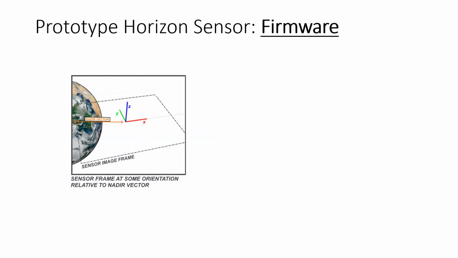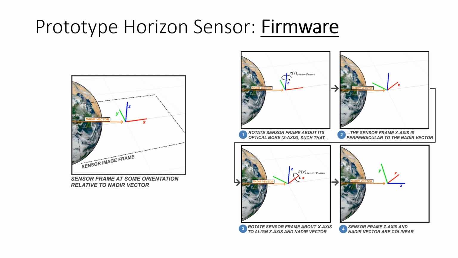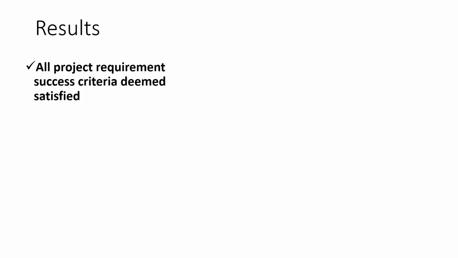So for the attitude estimation, this is calculated using the geometric properties of the conic section. So we first have the z-axis rotation, which relates to the rotation of the conic within the sensor's image frame, and the x-axis rotation, which relates to the angle of the conic cutting plane relative to the cone's central axis, or the nadir vector. So this is based on the shape of the actual conic in the image frame itself. So overall, all the project requirements were deemed to be satisfied.